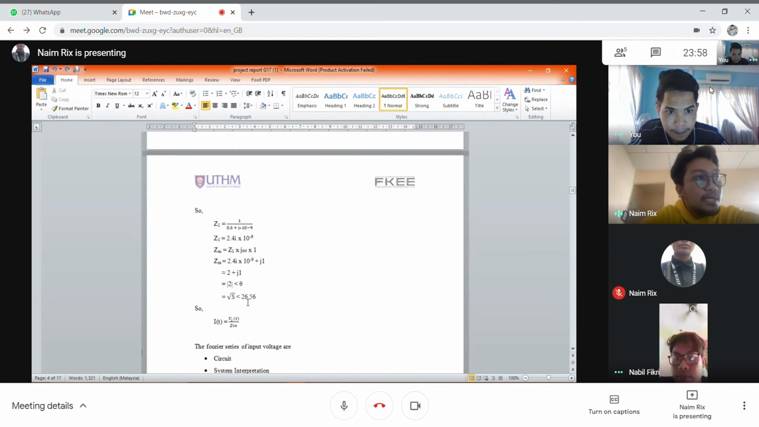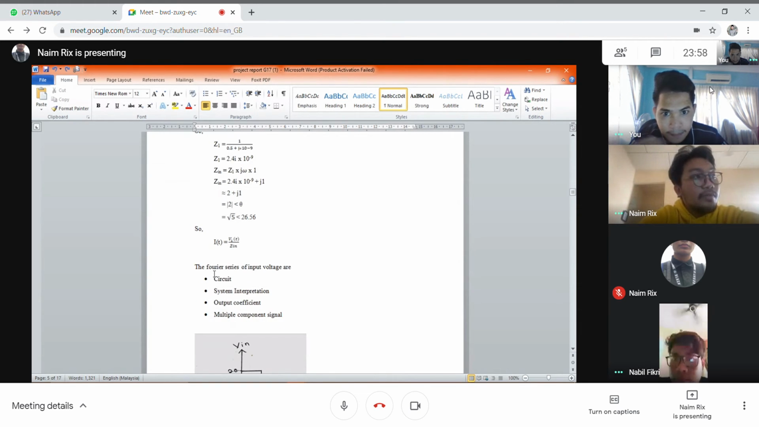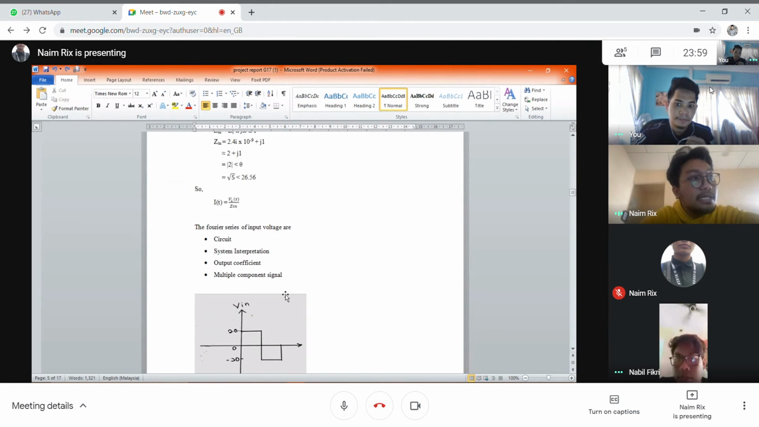So in polar form, we get square root 5 at an angle of 36.556 degrees. So after we get the Zin, we can put it in this formula: I in time domain equals V1 time domain over Zin. So the Fourier series of input voltage contains the circuit, system interpretation, output coefficient, and the last one, multiple component signal.